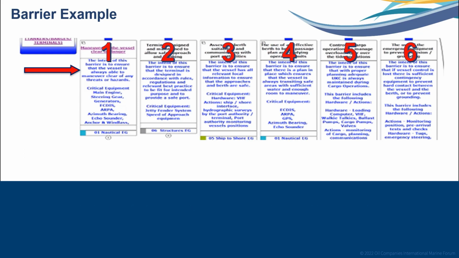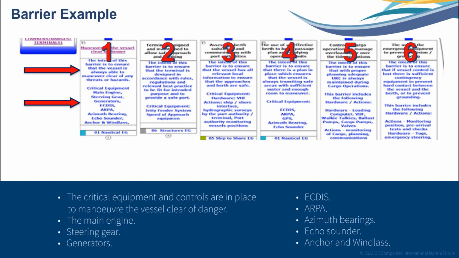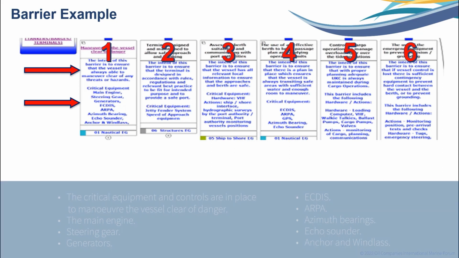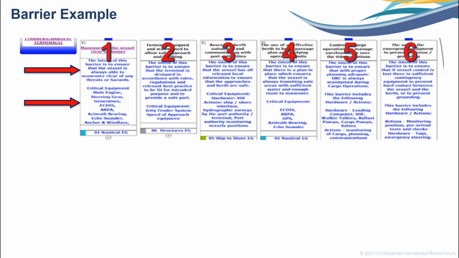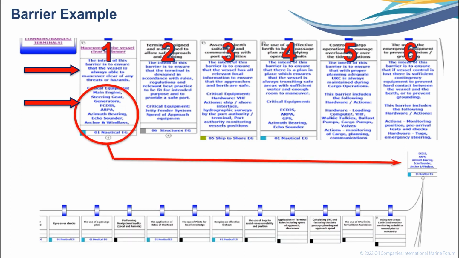Just below the barrier description is a list of non-exhaustive barrier controls, such as what critical equipment and controls are in place to maneuver the vessel clear of danger: the main engine, steering gear, generators, ECDIS, ARPA, azimuth bearings, echo sounder, and anchor and windlass. These critical equipment and controls can be expanded into sub-barriers.